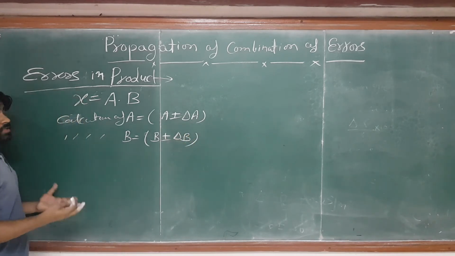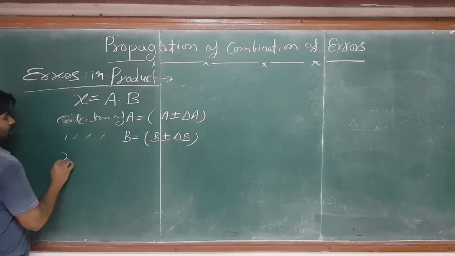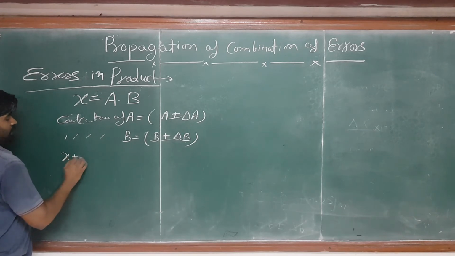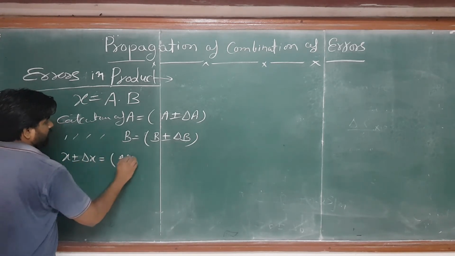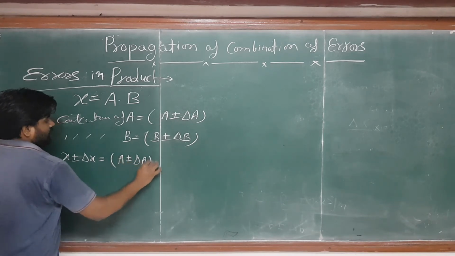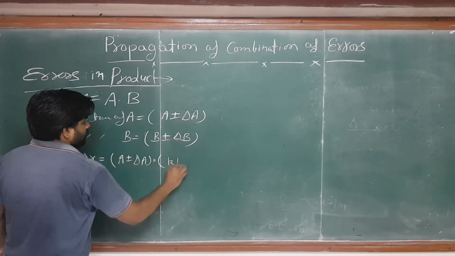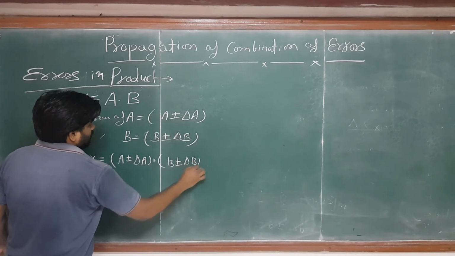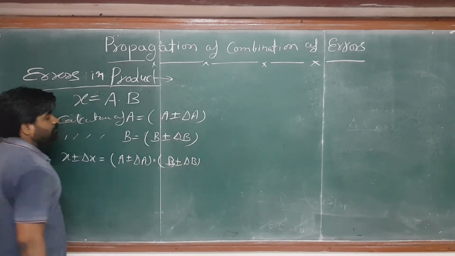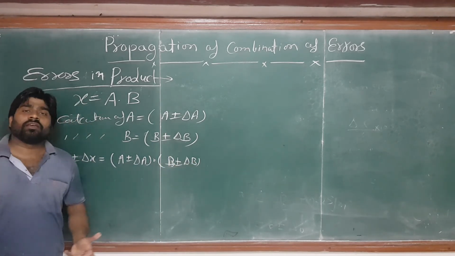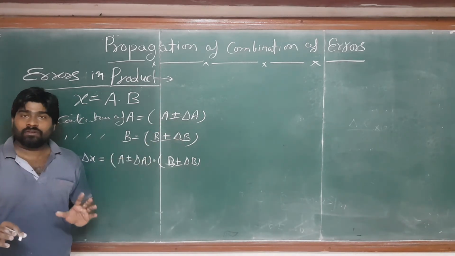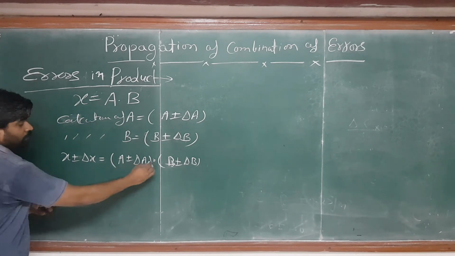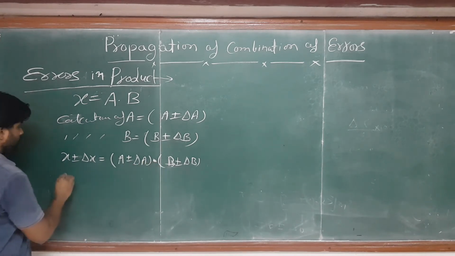So what would be your result? The x plus minus del x is equal to a plus minus del a dot b plus minus del b. Maybe you are thinking from where you will get the del a and del b. It would be given in the question, right? So now do multiplication between these two. So I am going to do the multiplication.